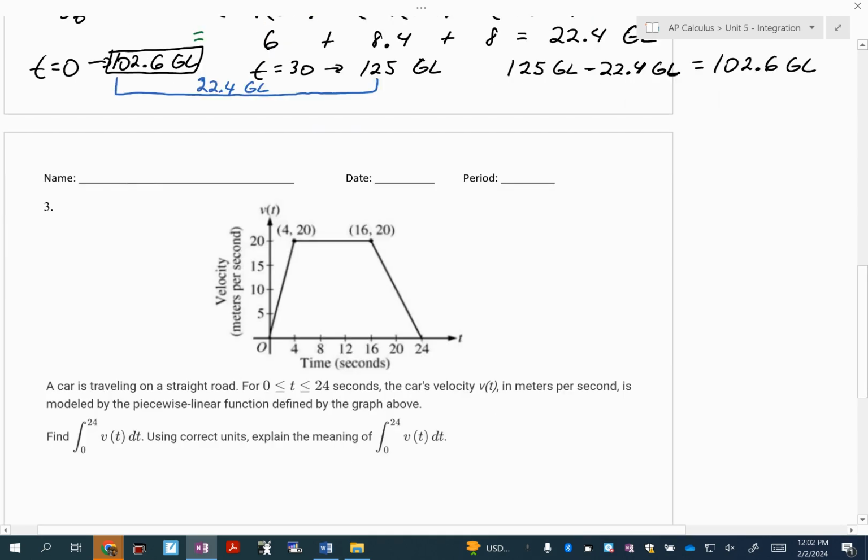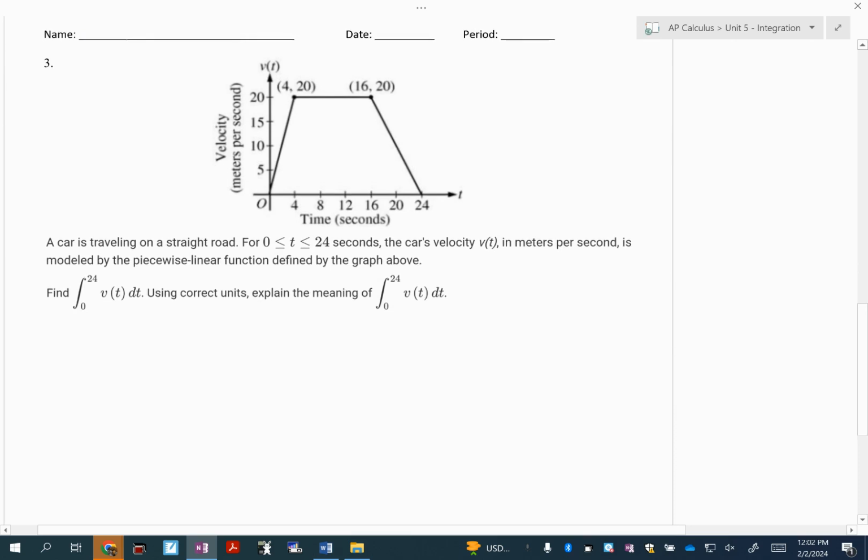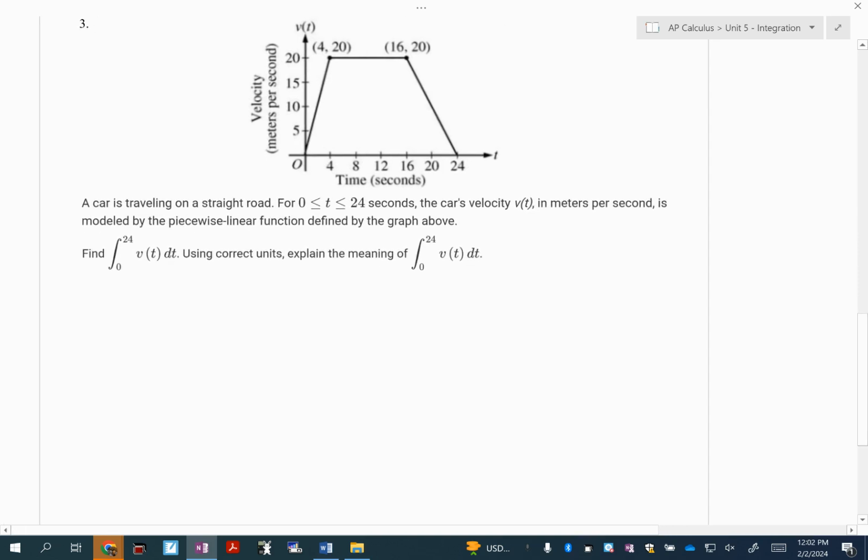Okay, let's go to the last one, number 3. Now, number 3 says we have a car traveling on a straight road, and for 0 to 24, in terms of t seconds, they give us the velocity modeled in this function. Find the integral from 0 to 24, and then using the correct units, explain what the meaning of that is.